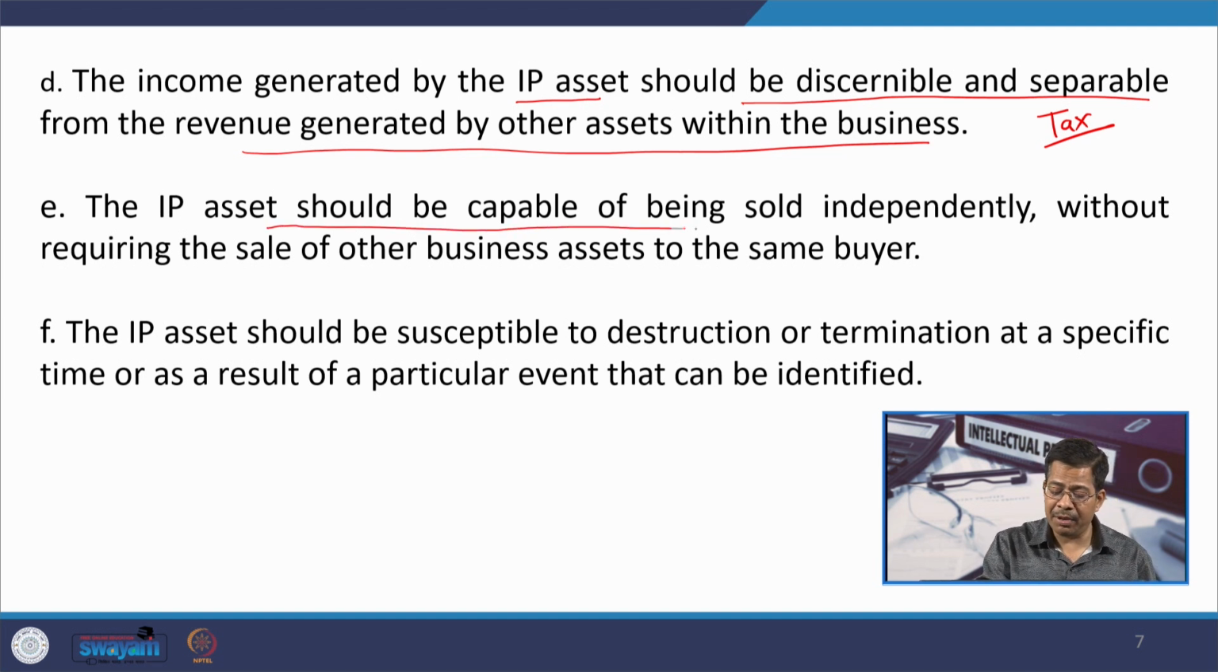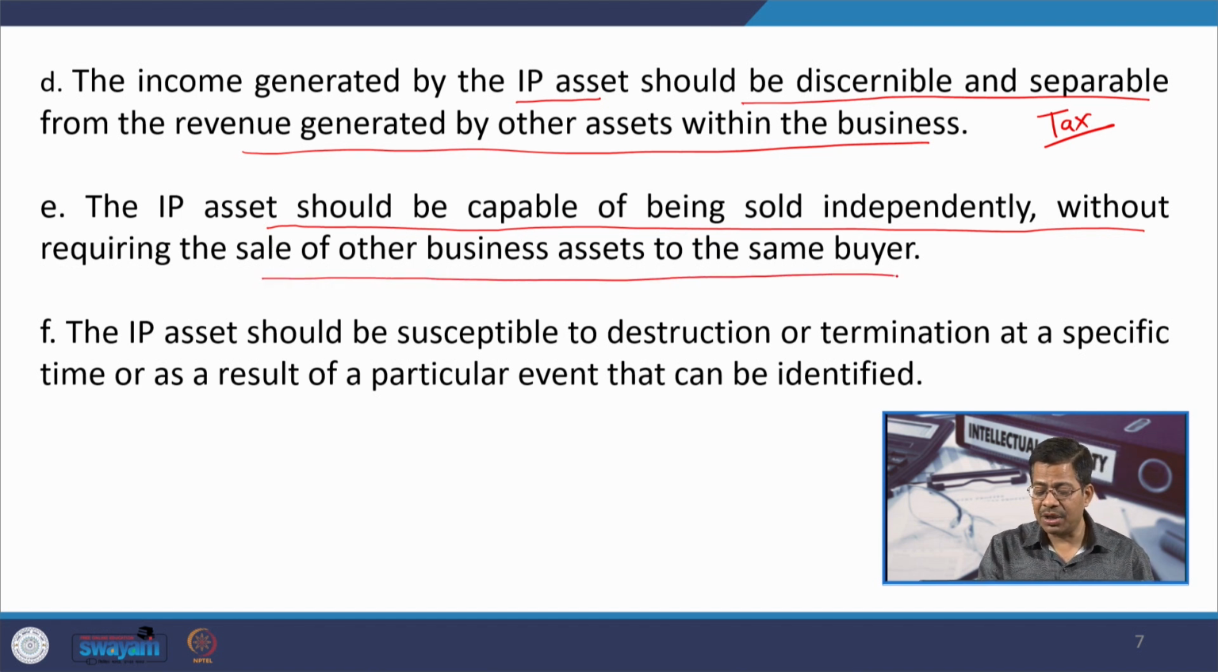IP assets should be capable of being sold independently without requiring the sale of other business assets to the same buyer. If your IP asset is integrated with some other kind of asset, you will not be able to sell that IP independently. If I want to give you one particular type of IP asset, can I do it independently or not? If there is so much paraphernalia which also needs to be transferred with that IP asset, it will not be a good thing for IP valuation, because you will always be including the cost of those things.